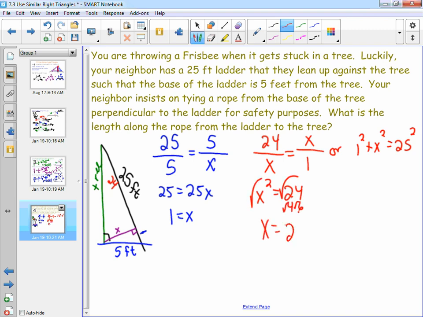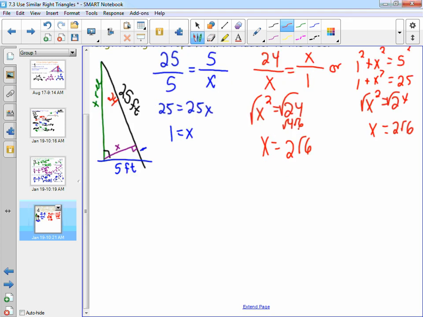So you solve both of these, and either way you solve it, you will get that x squared equals 24, and get that x equals 2 root 6. But like we said before, when you get 2 root 6, it's not necessarily an answer that you are going to want to give someone, so we will approximate it to be 4.9 feet.